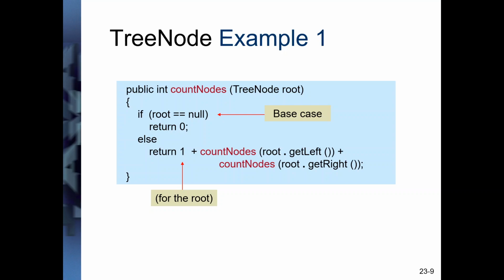Otherwise, you're going to say 1 plus, and then you're going to go to the left and you're going to go to the right. And if those are valid subtrees that are not null, it'll keep doing the recursion and counting every element, every object value in the tree node that is where you don't have a null tree node. So a recursive example.